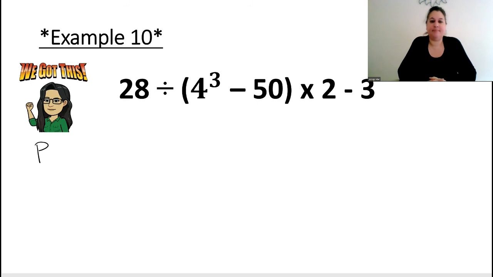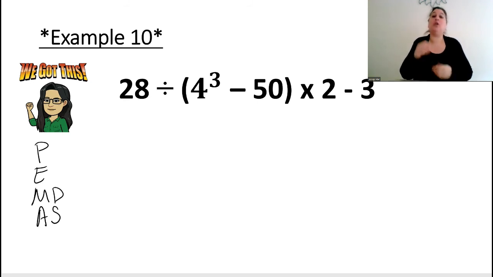All right, welcome back. Let's write PEMDAS down. Every time we do one of these, we should always write PEMDAS. So I'm going to do what's inside the parentheses first. 4 cubed minus 50.